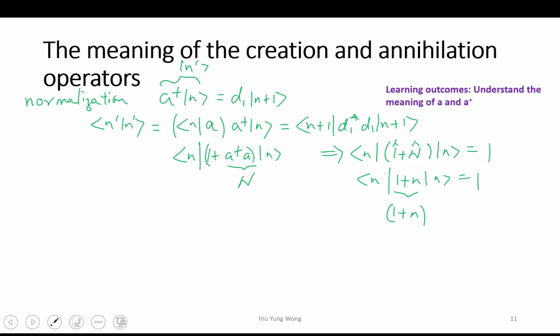Is this okay? Is this clear? Which one, say again? Nothing is normalized except the basis vectors. N and n plus 1 need to be normalized, but not A dagger n or d1 times n plus 1. N and n plus 1 need to be normalized because they are the basis vectors. But A dagger times n doesn't need to be normalized. I just operate, maybe I stretch it or I do something, right?